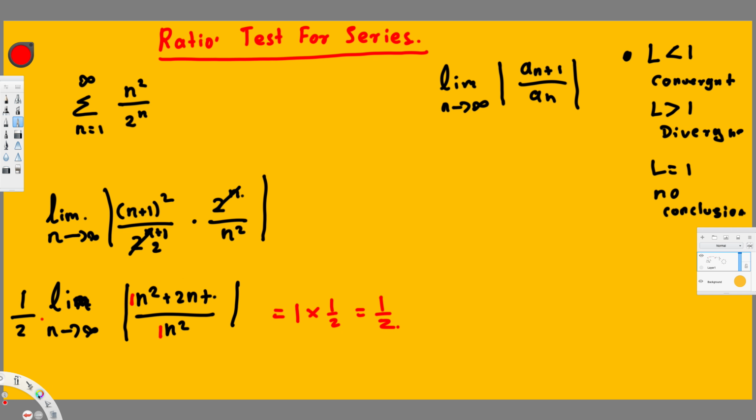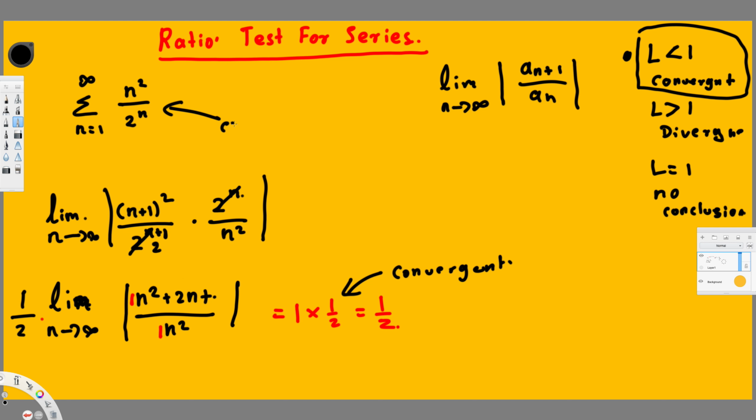Here, half is less than 1. We know that if it's less than 1, this is a convergent series. So we can conclude this is a convergent series.